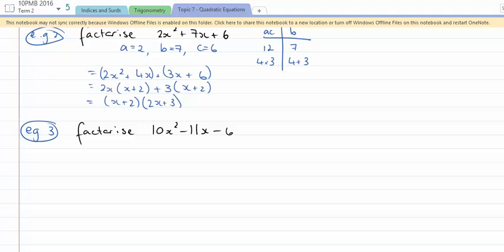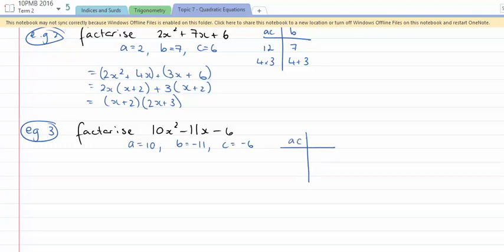Now we can see it's a trinomial. There's no common factors. And the only difference is that now we've got negatives for the linear and constant terms. So if we write down what we've got, a is equal to 10, b is equal to negative 11, and c is equal to negative 6.